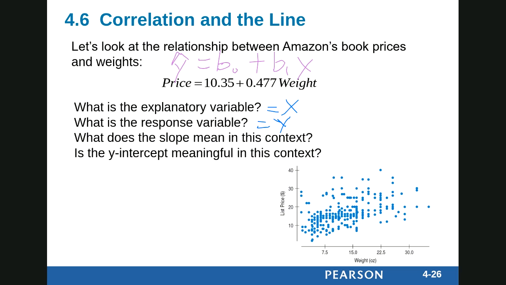Okay. Third question, what does the slope mean in this context? So here, the slope is B1, which is equal to 0.477. It's not enough just to give me the value. This is where you have to give the interpretation of the slope. This is how you would interpret slope. For each additional unit in X, this is how much Y changes. I'll say it again. For each additional unit in X, this is how much Y changes.